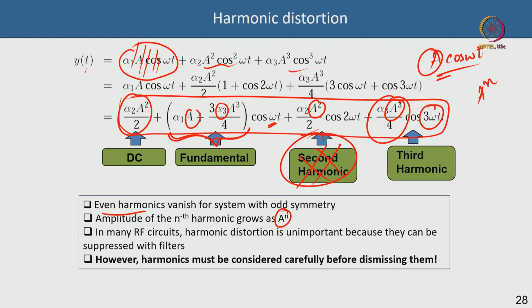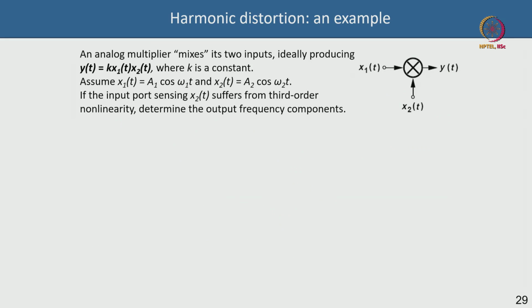In many cases the harmonic distortion may not be important because you are at much higher frequencies, omega 2, omega 3, and you can suppress it with a filter. But you have to consider the harmonics before dismissing them, because sometimes other components in the RF block could have operations close to those frequencies, so then you will have a problem. So you have to consider them carefully before dismissing them, okay.